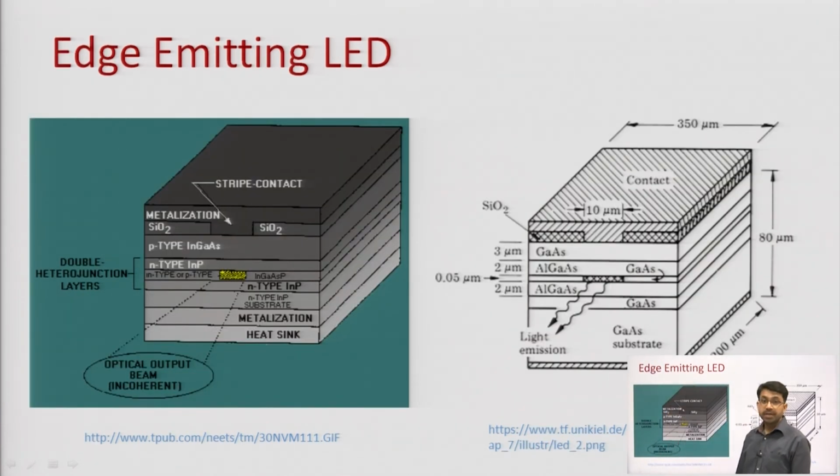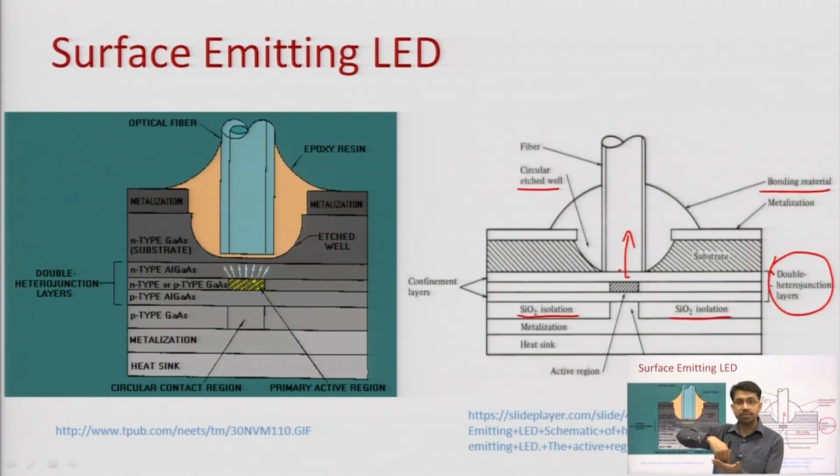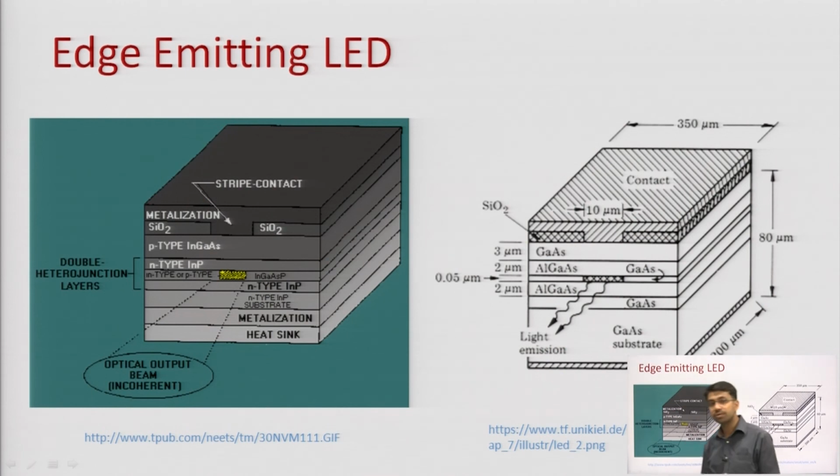Another is the edge emitting LED. Why is it called edge emitting LED? As you can see from the diagram, the light is coming out from the edge of the LED over here, and in the previous one the light was coming out from the surface. So that is why it is called surface emitting, and in here the light is coming out of the edge. Due to this construction the names are surface emitting and edge emitting LED.